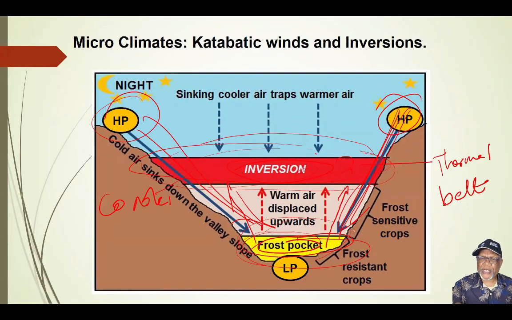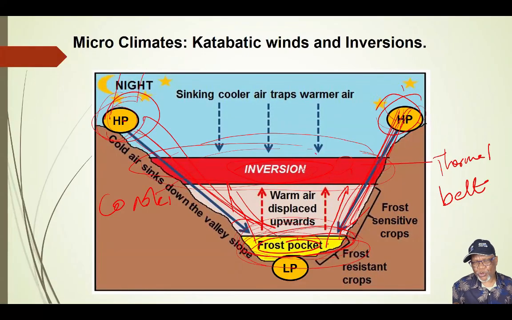Then during the night, I repeat, cold air accumulates on top of the valley because there is terrestrial radiation. The top of the surface becomes cooler, and as it gets cooler, the cold air is going to subside to the bottom of the valley. Then the subsiding cold air accumulates at the bottom of the valley. Now, when the cold air accumulates at the bottom of the valley, the temperatures are going to drop below freezing point. And then when the temperatures drop below freezing point, we are going to get frost pocket.